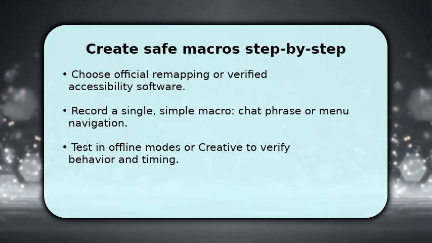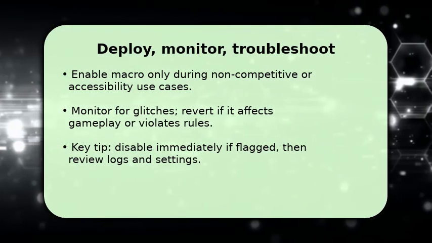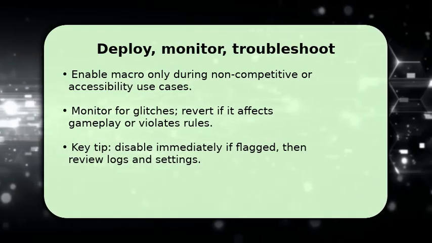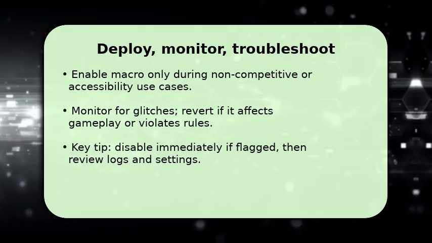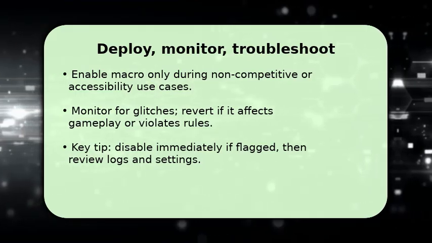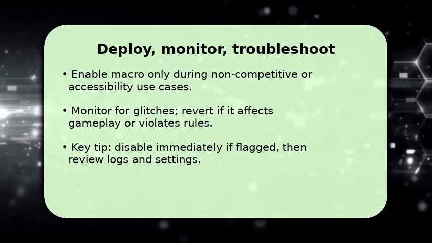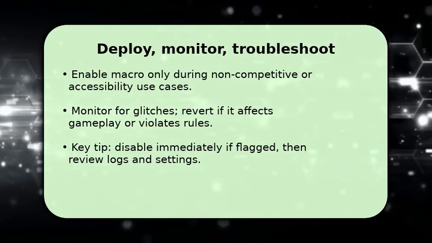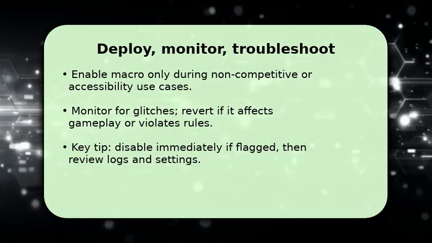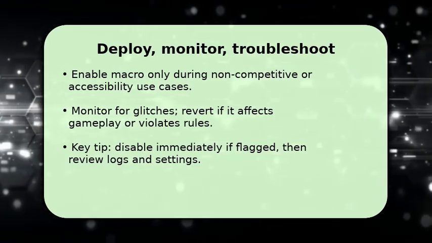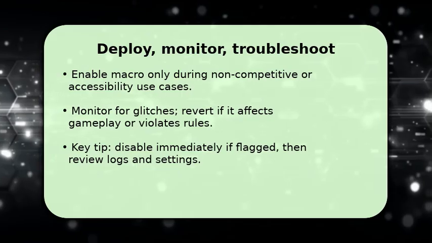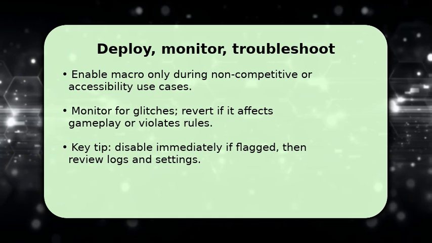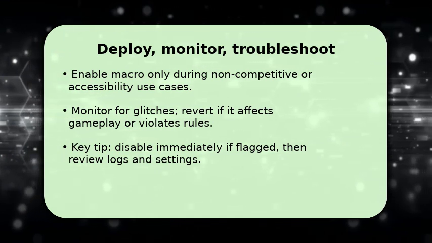You finish by enabling the macro only when it serves accessibility or non-competitive functions. Do not use it in ranked or competitive matches. Once active, monitor its effect closely. Make sure it doesn't conflict with latency, key rollover, or in-game anti-cheat triggers. If anything behaves oddly, disable it and inspect your software logs and timing settings. Troubleshooting tip: if Epic flags the macro, disable it immediately and review your configuration. Then contact support to resolve any account issues.